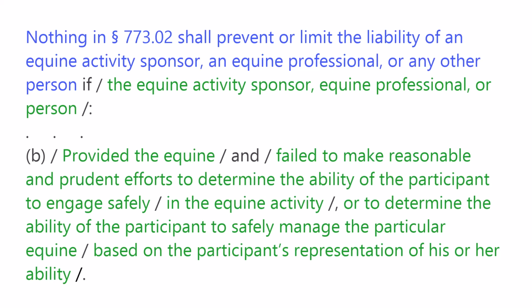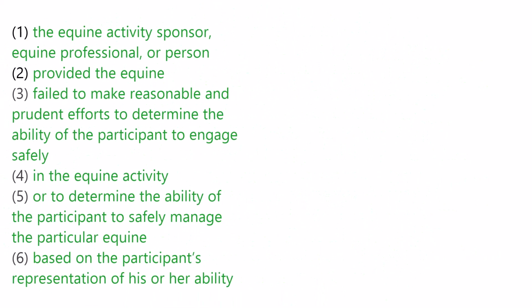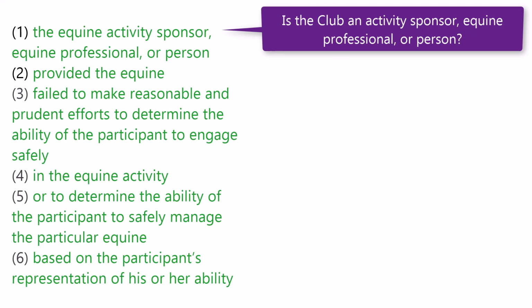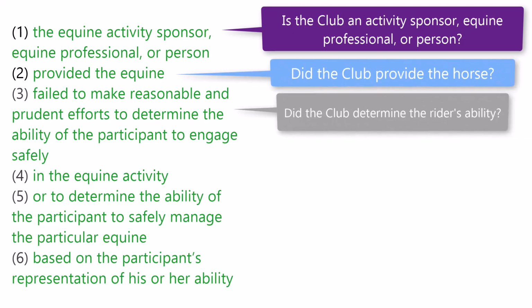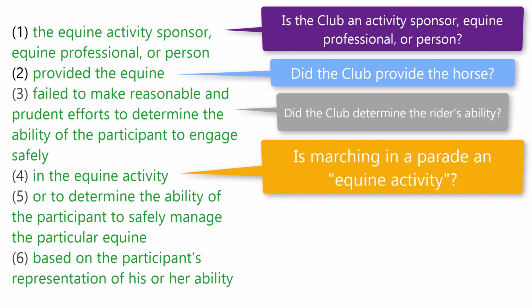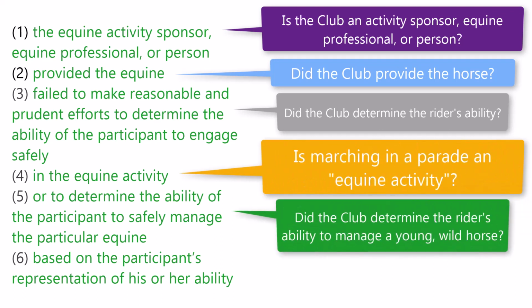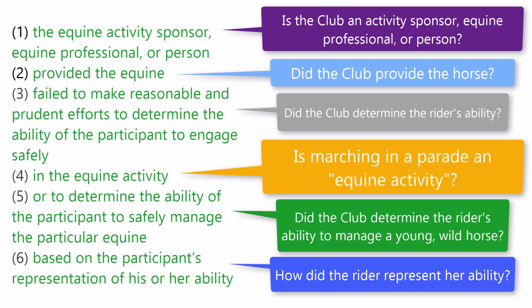Now, I like to put these in list form like this, because then you can methodically go through each one. And then each element brings up a new question. You can see the questions here as I put them up on the video. Like there's a big one: is marching in a parade an equine activity? Okay, so those are the elements.